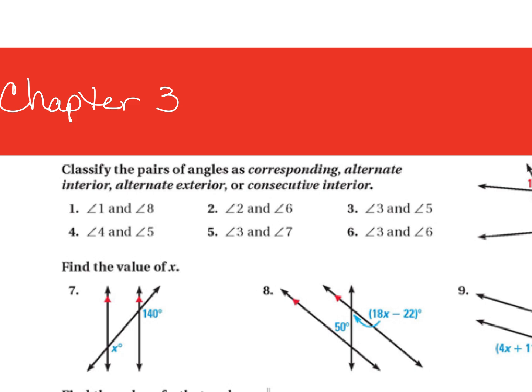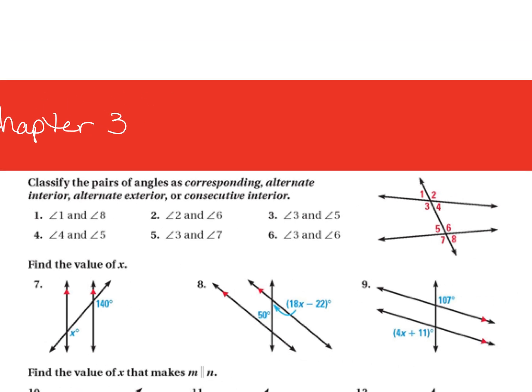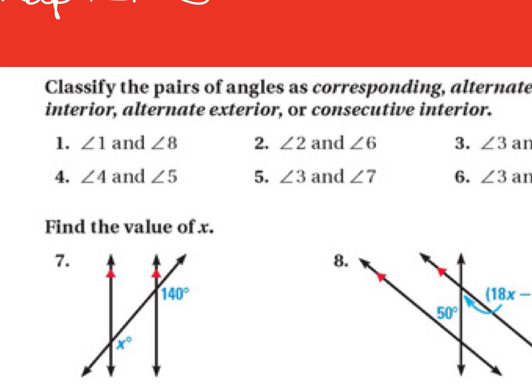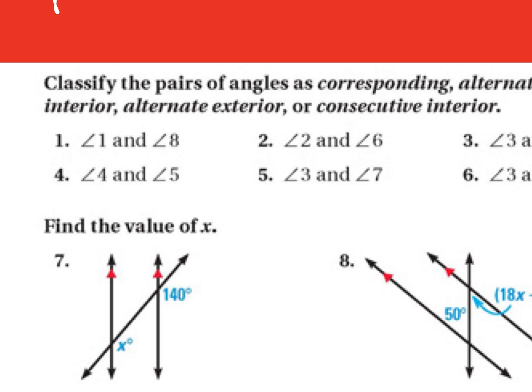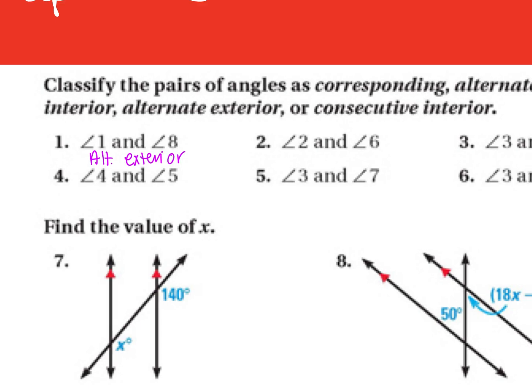Alright, this is classify the pairs of angles as corresponding, alternate interior, alternate exterior, and consecutive. So when you're looking at this, looking at the graph, you have information on here. So when you're looking at 1 and 8, these two angles are considered alternate exterior angles. So number 1 is alternate exterior. It's on the outside.